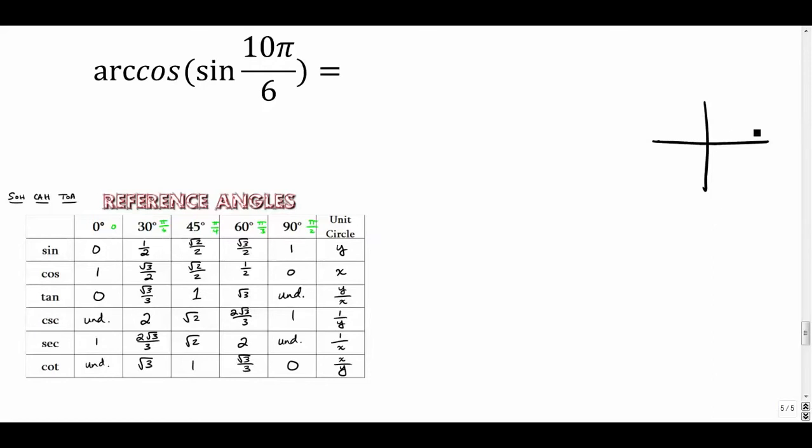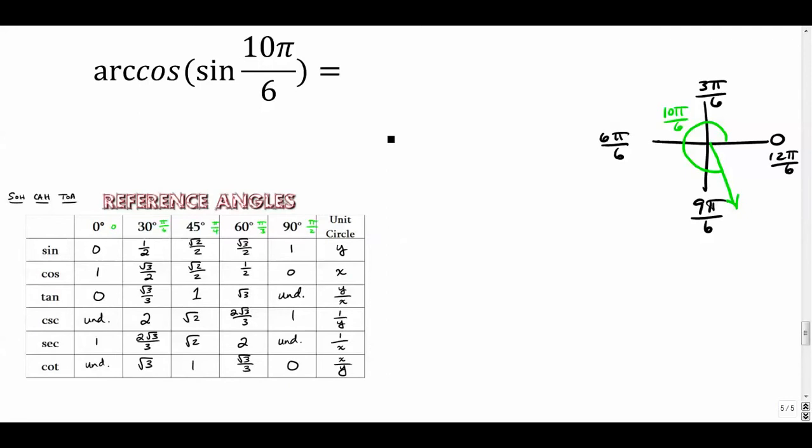We're in something over 6, so this would be 0. This would be pi over 2, or 3 pi over 6, 6 pi over 6, 9 pi over 6, 12 pi over 6. And this angle is 10 pi over 6, so I go 3, 6, 9, and then one more. So it stops right there. So that's my angle 10 pi over 6, it's a fourth quadrant angle.